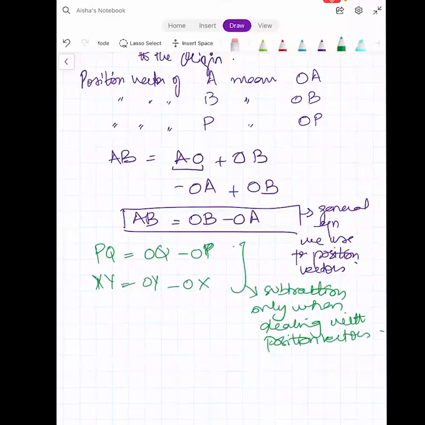Okay? However, if it was some other letter, for example WR via X, it will be WX plus XR. Now there's no subtraction. Okay? Now let's move on.